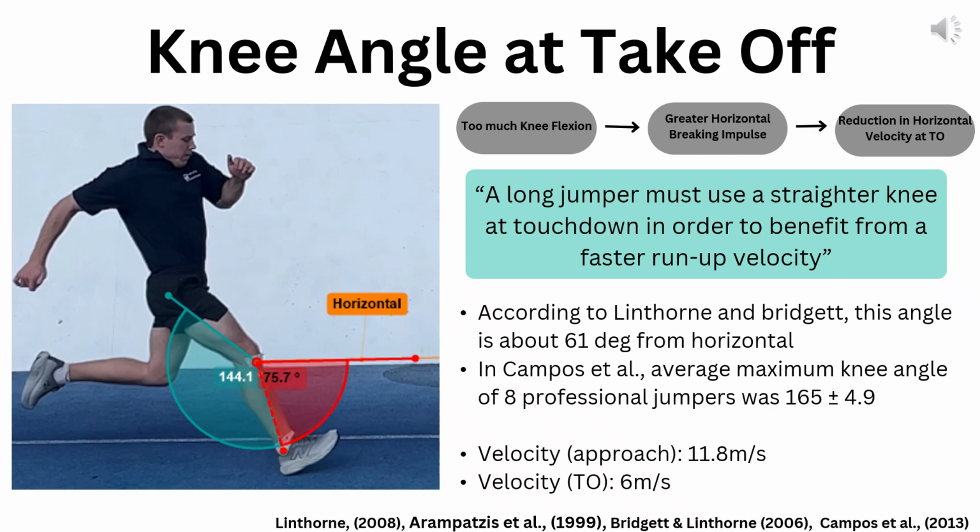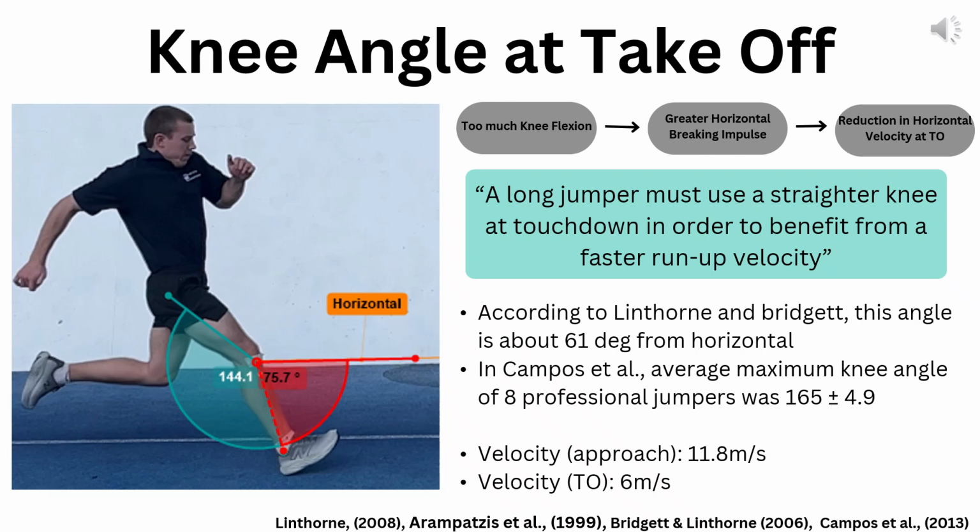A 2006 paper by Linthorne and Bridgett on 71 jumps from an elite long jumper suggested that to maximize total distance, an athlete must use a knee angle of 61 degrees from horizontal in conjunction with a maximal velocity approach run. Similarly, a paper by Campos and colleagues analysed 41 valid jumps from 8 professional long jumpers and found, on average, the maximum knee angle an athlete achieved was 165 degrees, significantly greater than what the athlete has shown here.